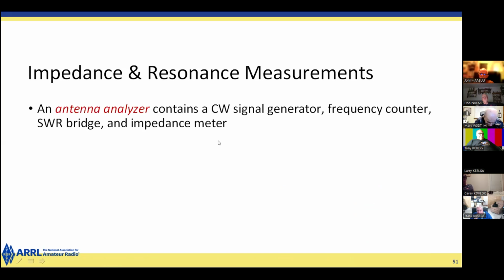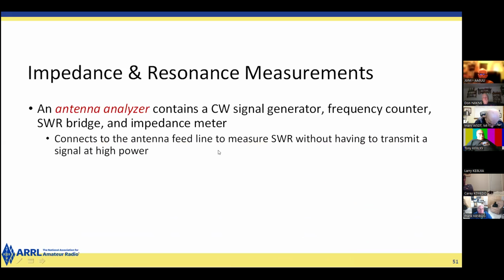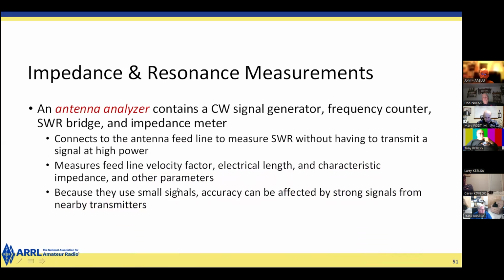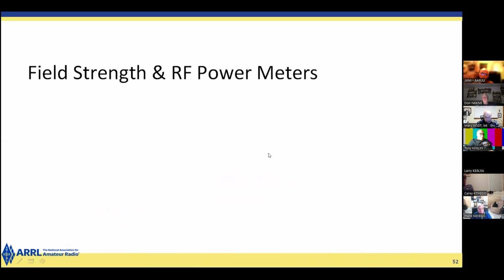An antenna analyzer contains a CW signal generator, frequency counter, SWR bridge, and an impedance meter. Oh, I'll go get one at break. Connects to the antenna feed line to measure SWR without having to transmit a signal at high power. Measures feed line velocity factor, electrical length, and characteristic impedance, and other parameters. Because they use small signals, accuracy can be affected by strong signals from nearby transmitters. We see that at Field Day when we set up next to a broadcast tower.